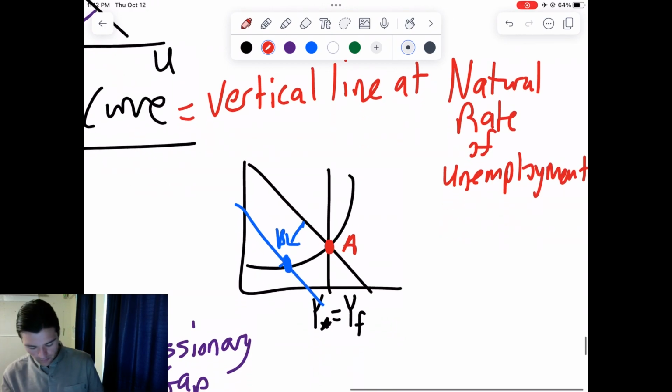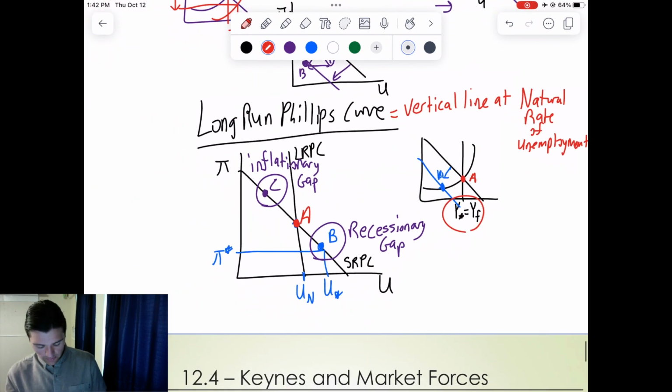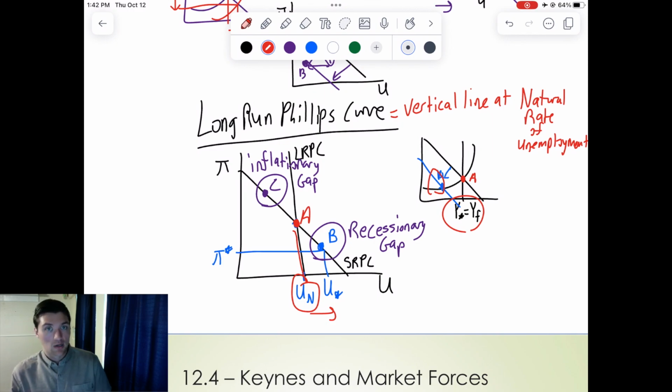Anytime you're at your full employment, you are at your natural rate. So point A would be at your natural rate. If you are in a recessionary gap, such as point B, you have higher unemployment. Sorry, point B, recessionary gap, higher unemployment. So you would have a movement to point B. So anytime you're to the right of your Phillips curve, this is a recessionary gap. Anytime you're to the left, you are in an inflationary gap.